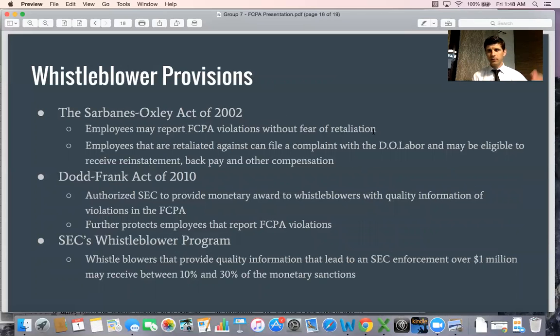Whistleblowing could be done through various acts. It could be through Sarbanes-Oxley, the Dodd-Frank Act, the recent 2010 Act of Financial Services. The SEC has a program to actually protect as well as financially reward whistleblowers.